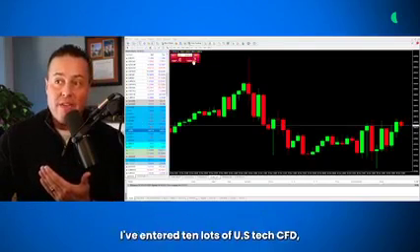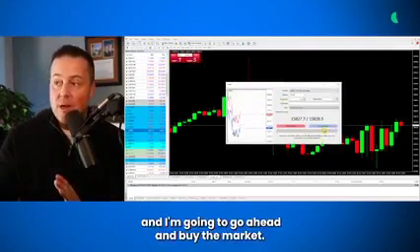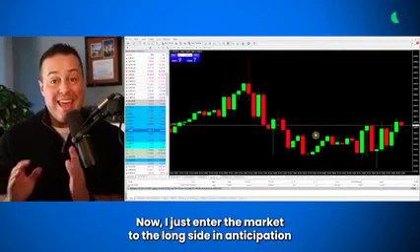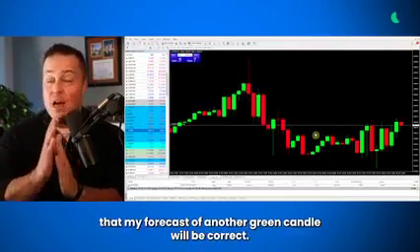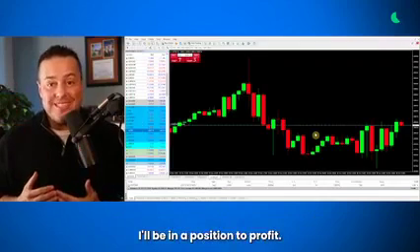We go right up here. I've entered 10 lots of US Tech CFD, and I'm going to go ahead and buy the market. Now, I just entered the market to the long side in anticipation that my forecast of another green candle will be correct. As prices rise, I'll be in a position to profit.